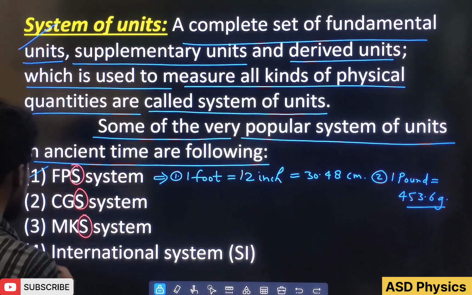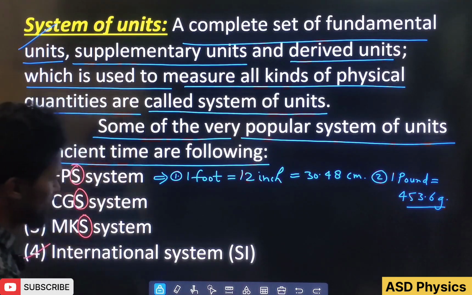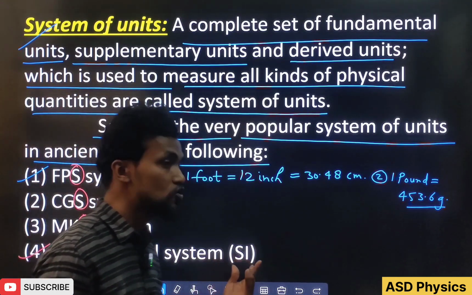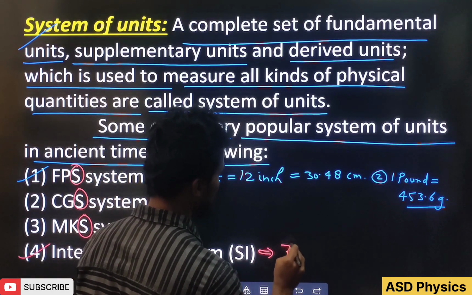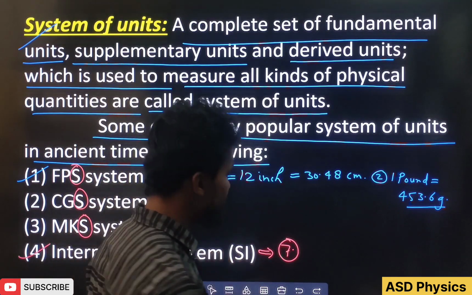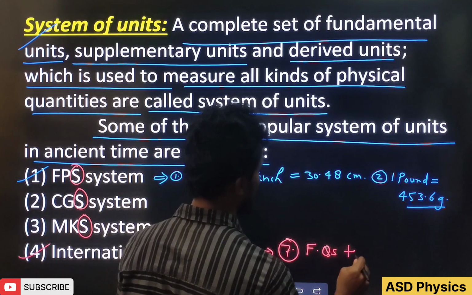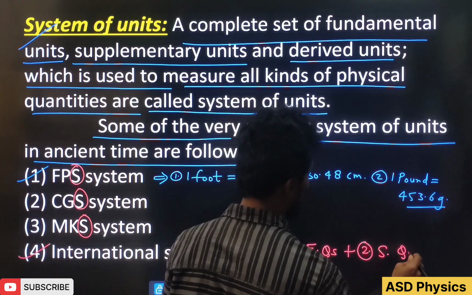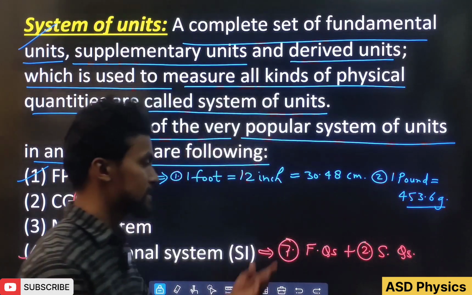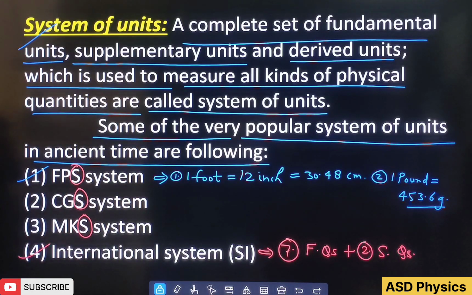Okay. After that, students, the fourth one, that is very popular nowadays, in modern time. What is this? International system, or we used to tell here SI. So what is there in SI? As I have told you, there are 7 fundamental quantities and 2 supplementary quantities. Okay, so students, all these things you have to remember.